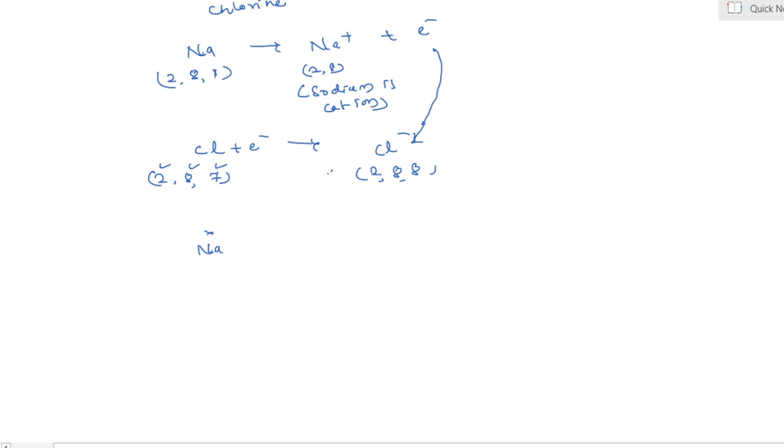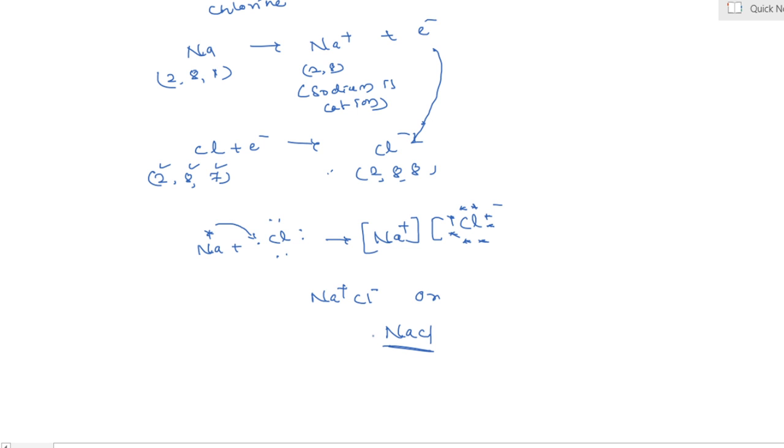Na plus Cl 7. 1 electron is transferred from sodium to chlorine. What is formed here, my students? Na plus and Cl minus. Therefore, it is Na plus Cl minus, or it is termed as NaCl, sodium chloride.